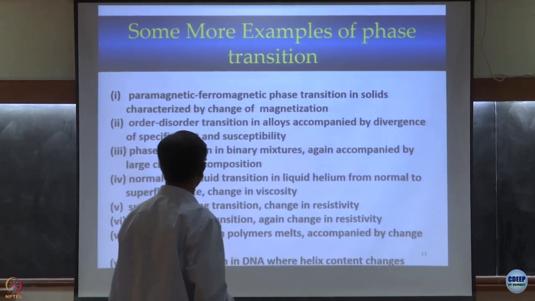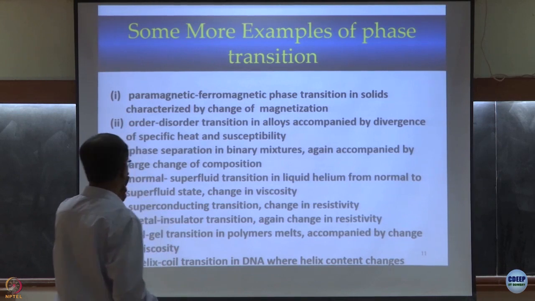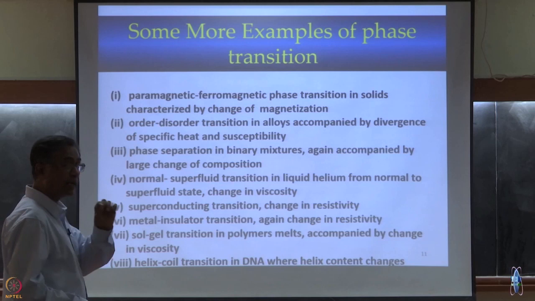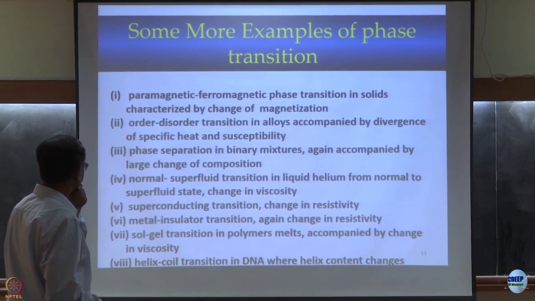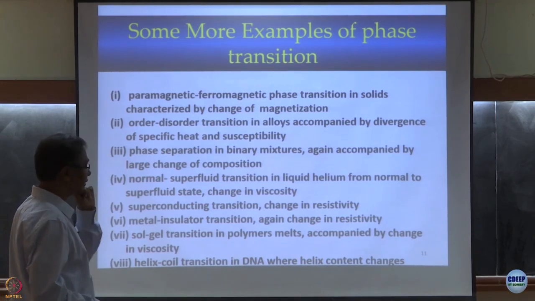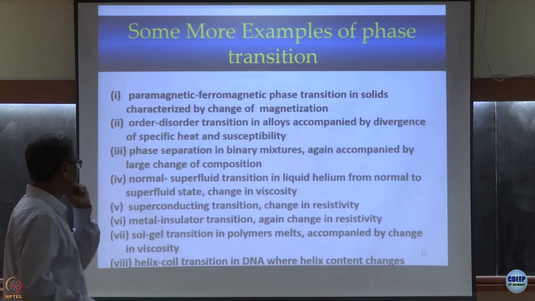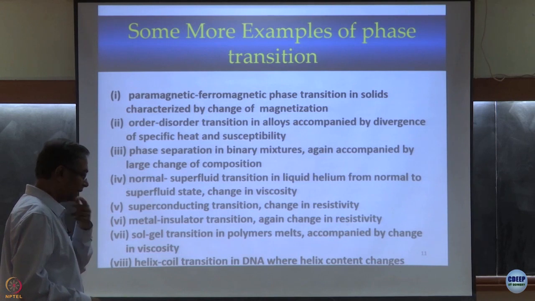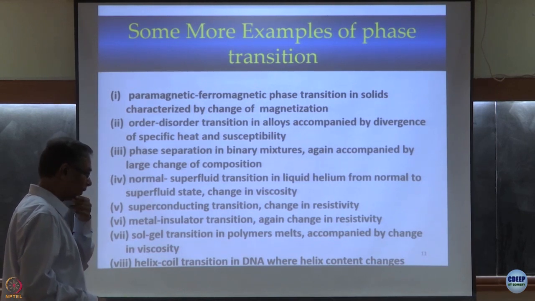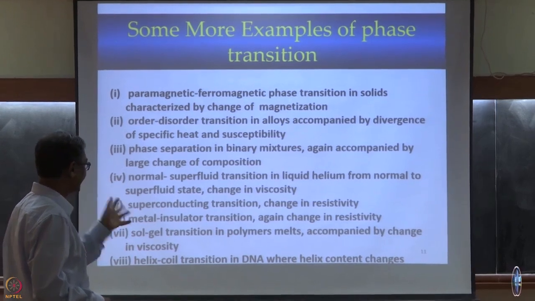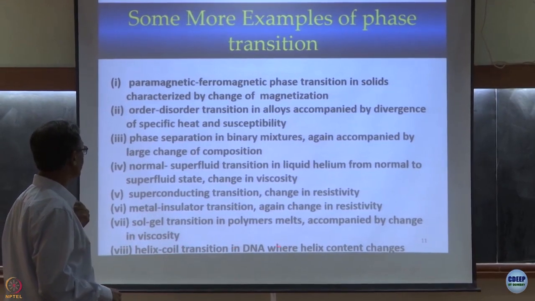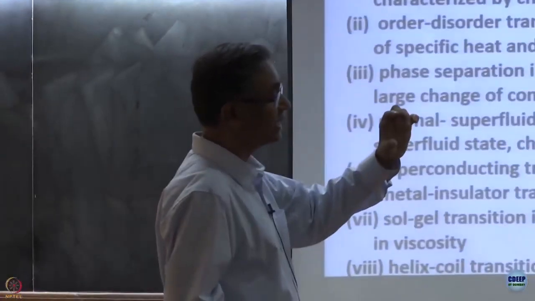Very good question. Many of them are second order. Like the superconducting transition is second order. Superconductivity is very unique, I'll talk of superconductivity. Helix-coil transition is a first order phase transition. Protein folding is also considered a first order phase transition, but the change is very small. For the helix-coil transition, the order parameter we use is the helical pitch.